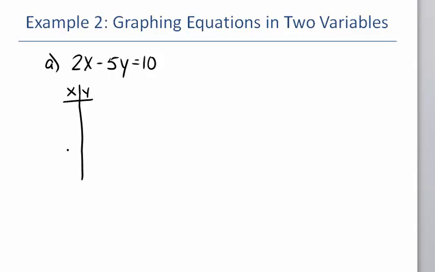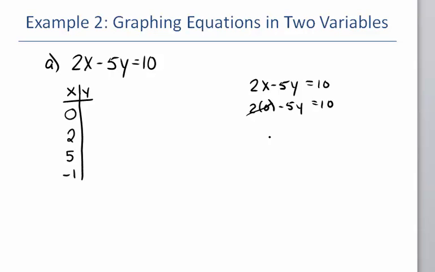So I'm just going to randomly pick some x's. I'm going to pick 0. I'm going to pick 2. I'll pick 5, and let's throw in a -1. So now what we're going to do is take our equation and plug these values in. So we're going to take 2x minus 5y is equal to 10. And in place of this x, we're going to put our first value, which is 0. And we're going to work it out.